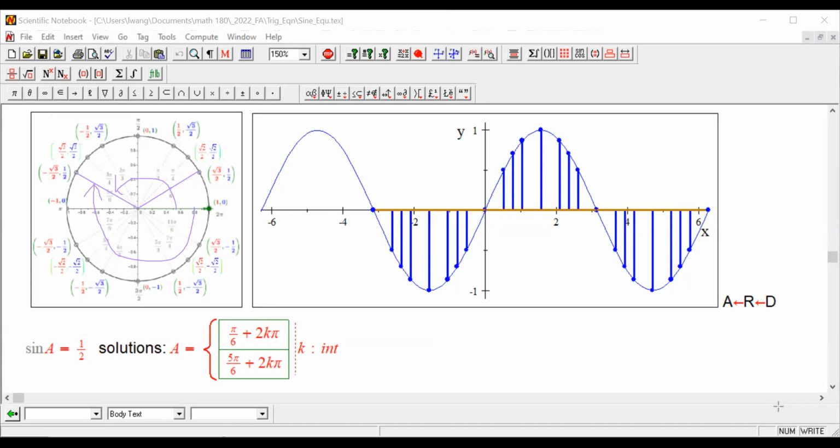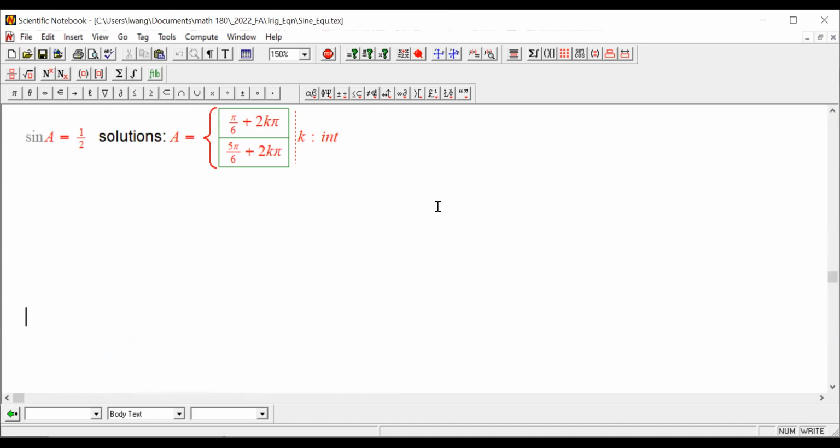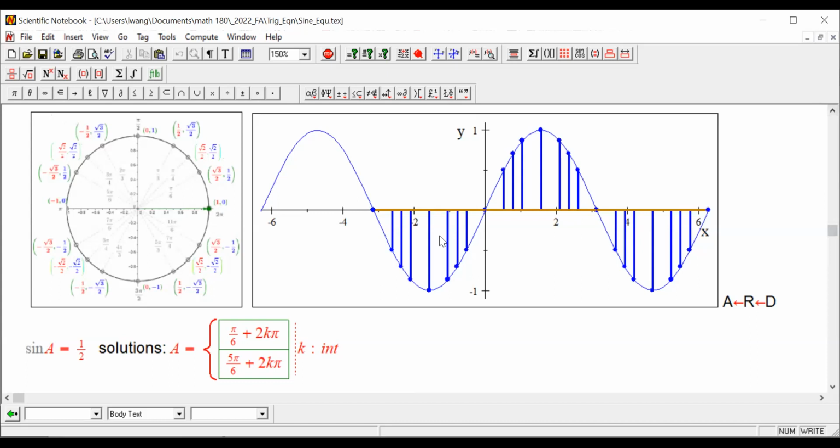Okay. And other examples will be similar. I'm drawing these examples from homework. Let's look at another one. Oh, before we look at another one, I should do this.